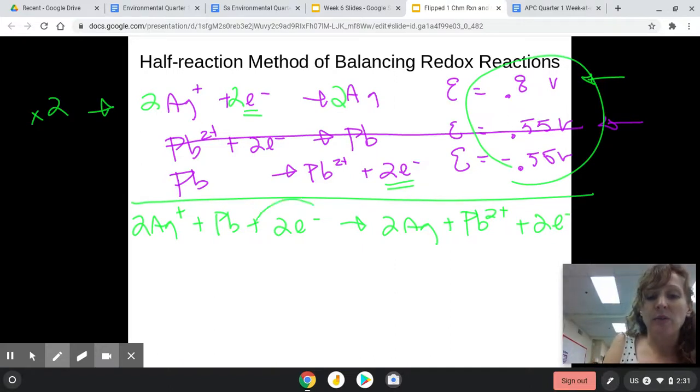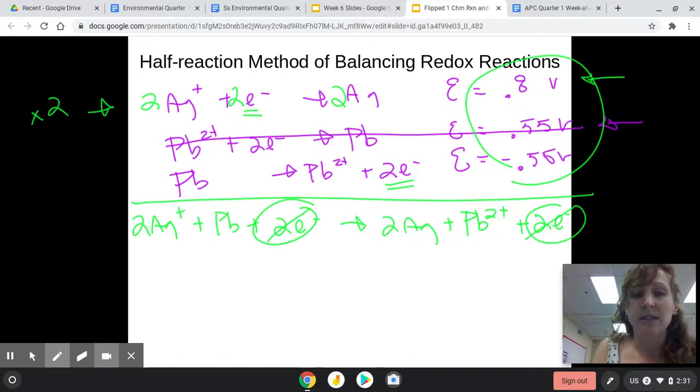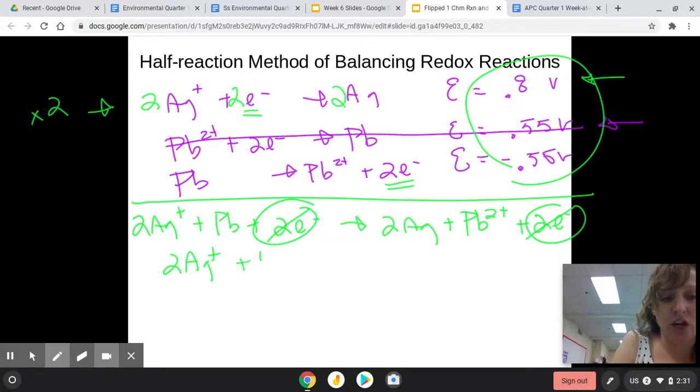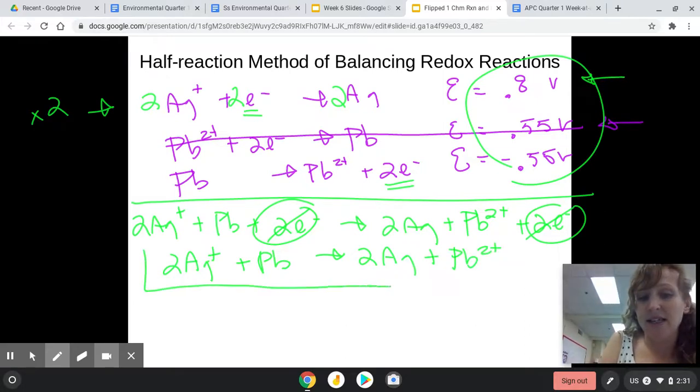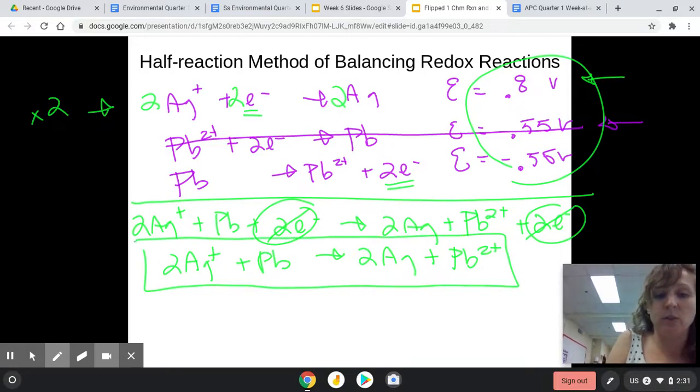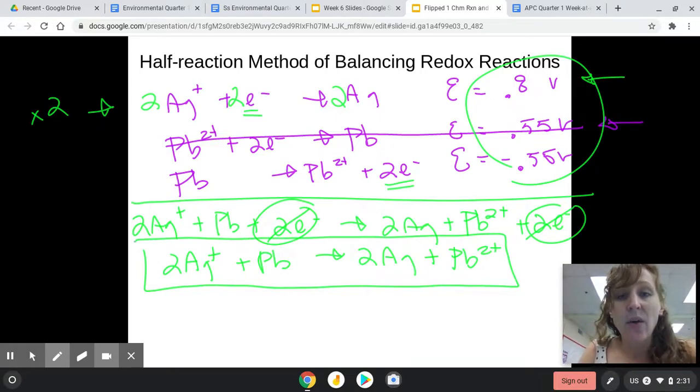All right, so now I'm going to reduce out spectators. The electrons get transferred from one thing to the other thing, but you don't actually want to include them in your final version. And then the last thing we need to check is, are all my elements balanced? And the answer is yes. I have 2 silver, 2 silver, 1 lead, 1 lead. So now I have a balanced, complete reaction.